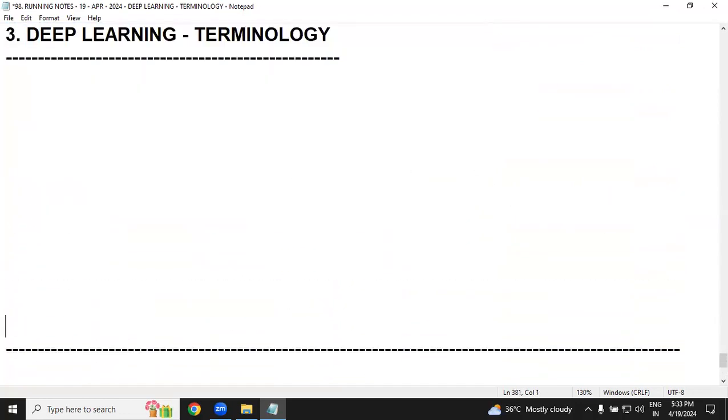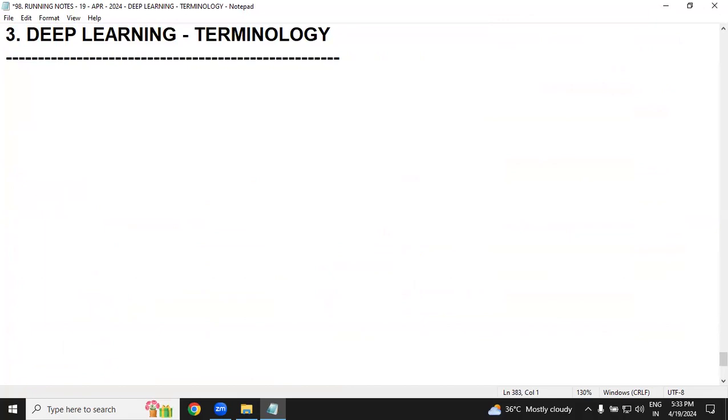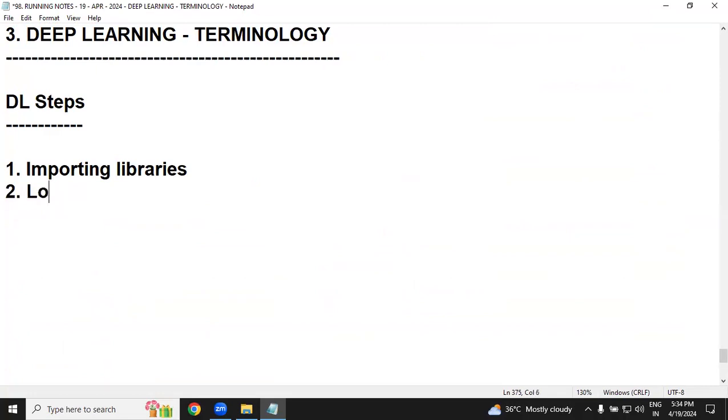Let me list out actually. Yesterday I have already explained. Can you please let me know the DL steps? The DL steps only one time so that we can move on to the next one. The first one is importing libraries, which is very common, irrespective of either ML or DL. The second point is loading the data set.